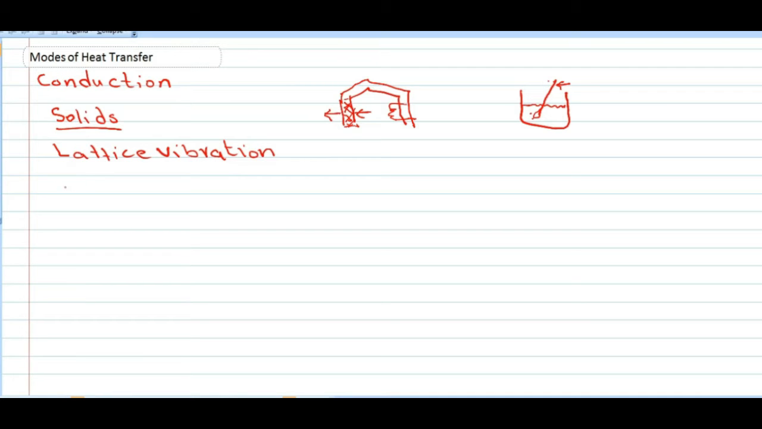In solids, heat transfer through conduction can also occur by movement of the electrons. This mode of heat transfer is more prominent in metals where free electrons are present. The free electrons start floating from one part of the metal to the other part. In this way, heat is transferred. So, heat transfer in solids can occur by two mechanisms. One is lattice vibration and the other is the movement of free electrons.